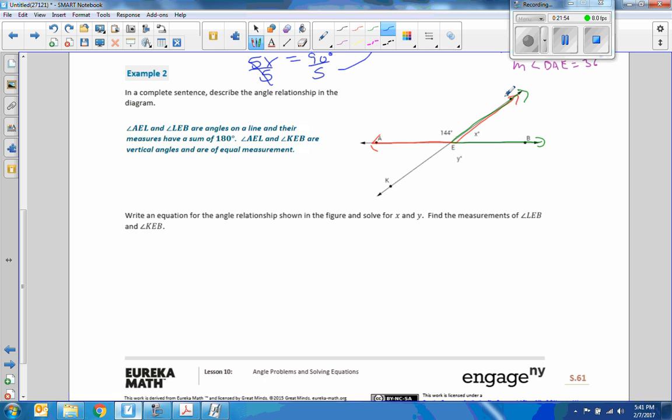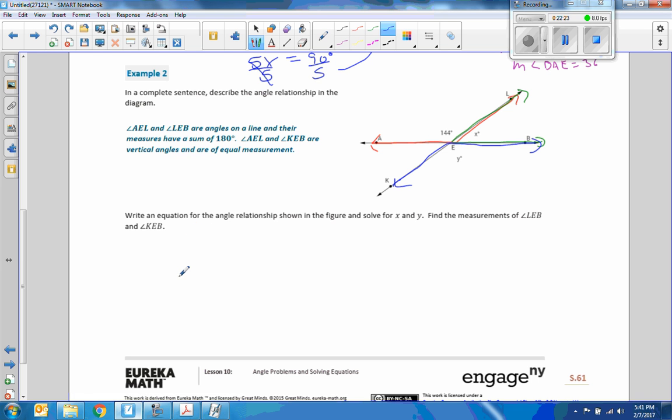Angle AEL and angle KEB are vertical angles, because that's a straight line, and this is a straight line. Okay, and they are of equal measurement since they're vertical. Write an equation for the angle relationship shown in the figure and solve for x and y. Find the measurements of angle LEB and angle KEB.